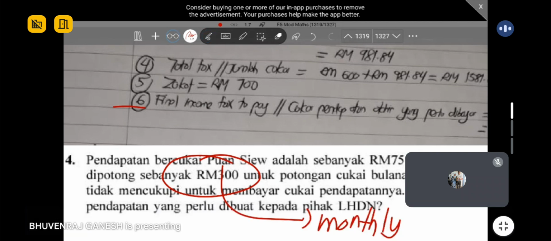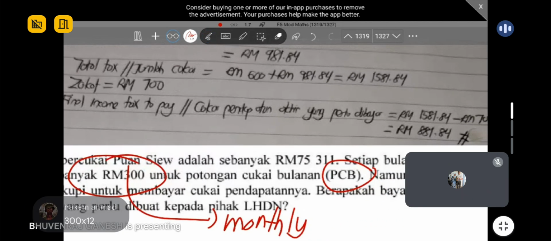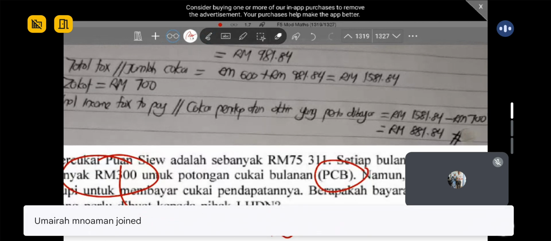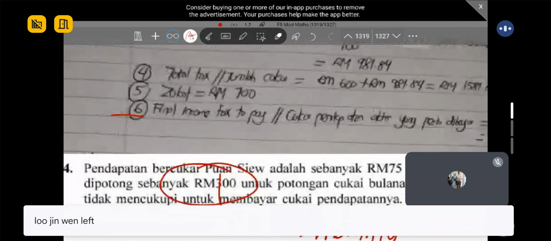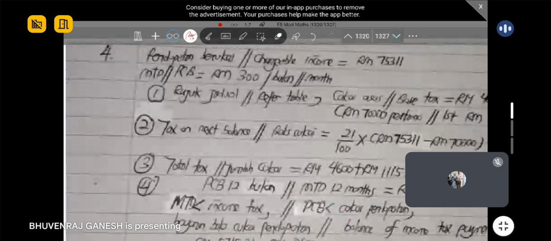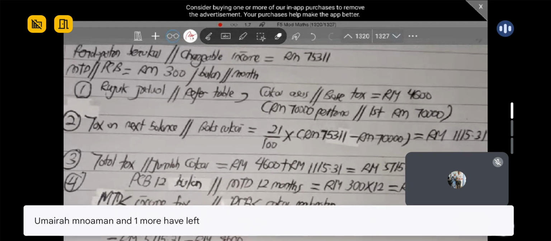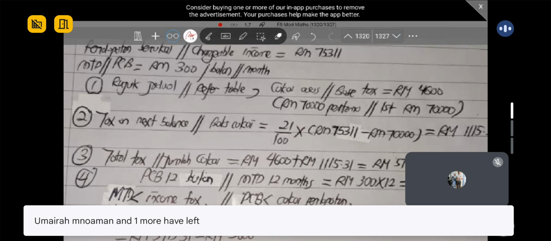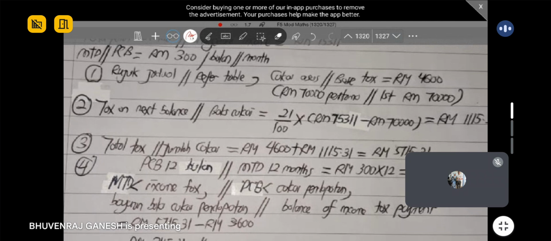Alright. So now they tell you your chargeable income is 75,311. This is your pendapatan bercukai. Yes, correct. So now if you count and see, kalau kamu kira, first step, as always, we ulang balik is refer table. Lihat balik jadual. Your base tax is 4,600. Second step, all the same. Third step, fourth step.